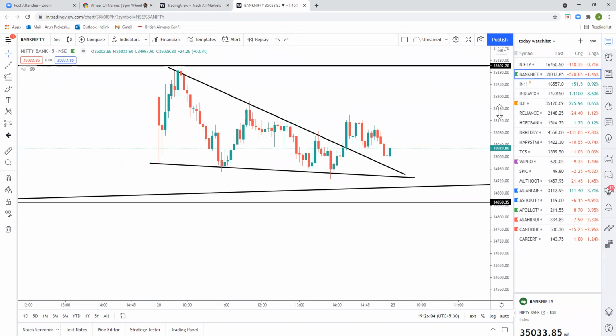Now the market, we can expect a 5 to 10% correction in Nifty. How will you approach it from the swing perspective? I'll just stay away. I'll just stay away from the market.